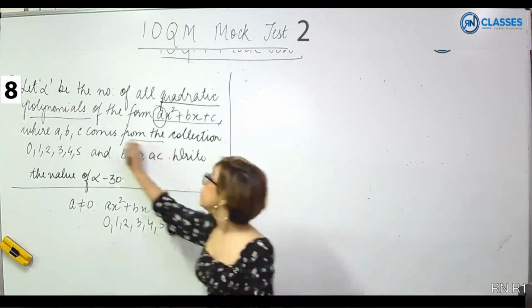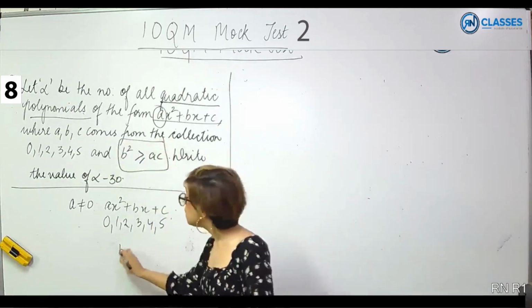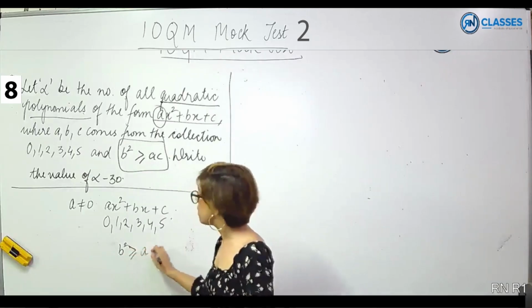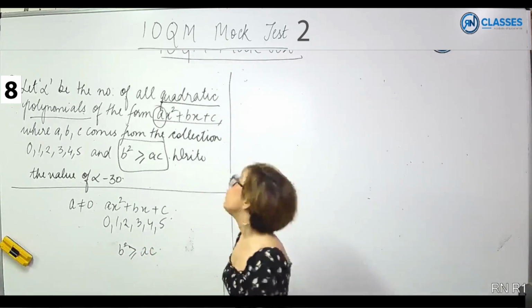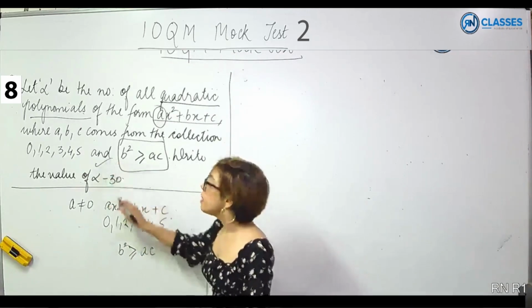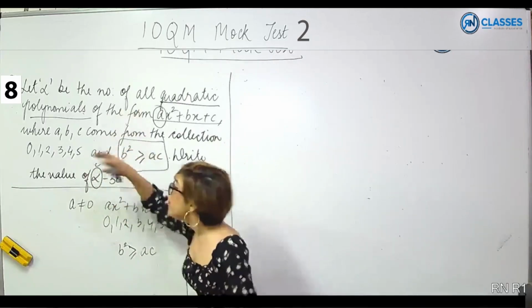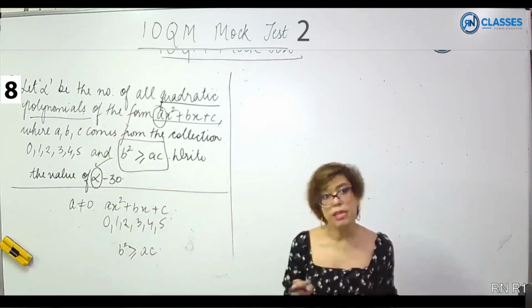And he says this condition needs to be satisfied. That means b square is greater than or equal to ac. Right? We need to find the value of alpha minus 30. Basically, I need to find how many quadratic polynomials there are.